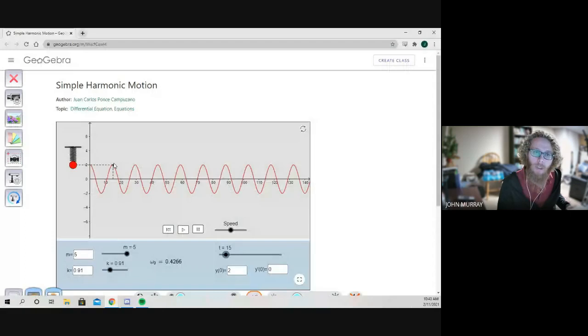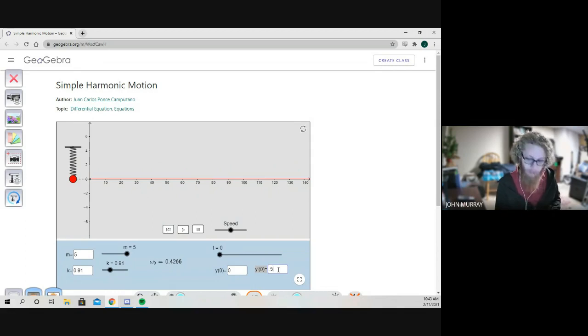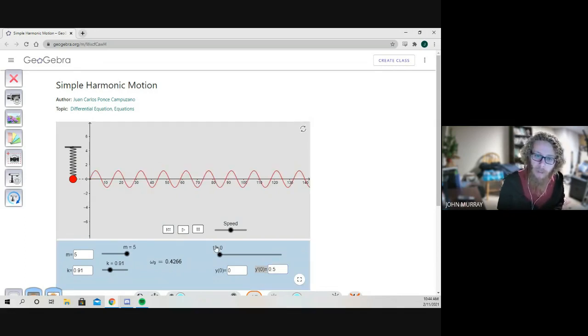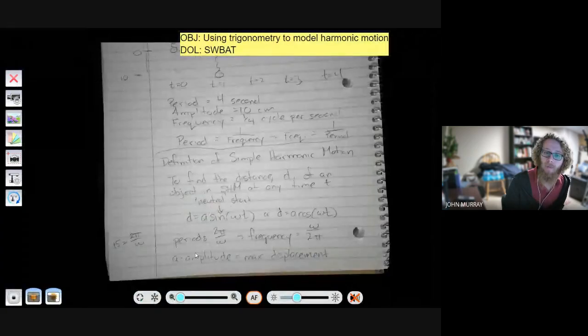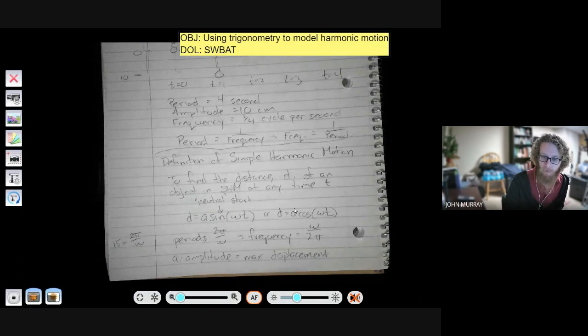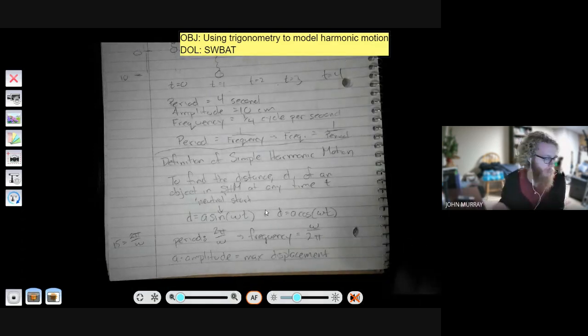If I started at 0 and pushed it up with a velocity of 0.5, this would be the sine function because it starts at the origin. It has a neutral start. So that's the only difference between these two.